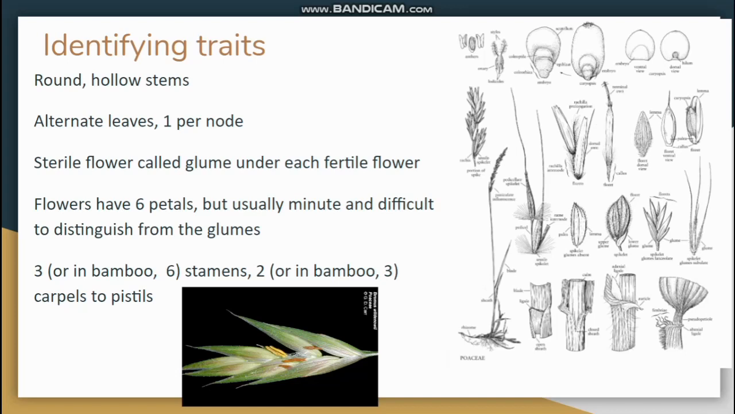They have this weird way of flowering. The inflorescence is kind of reduced. They have these kind of leafy petals around the flowers. Now, petals are actually modified leaves. There is a sterile flower underneath each actual flower, and those sterile flowers are called glumes. The flowers have 6 petals. However, you can't really determine where the petals are because they are greatly reduced.